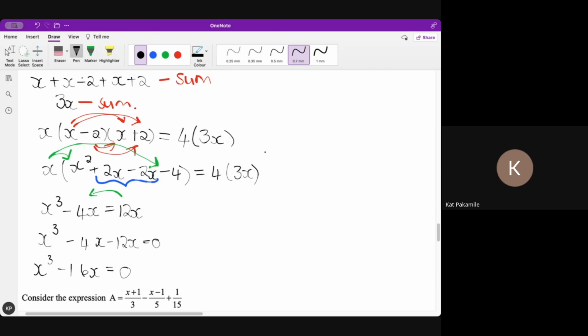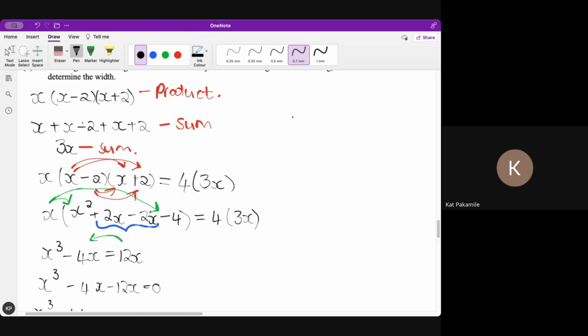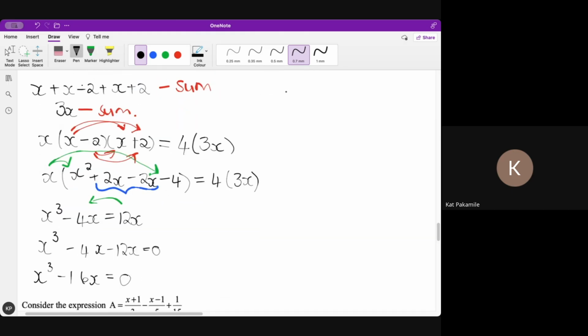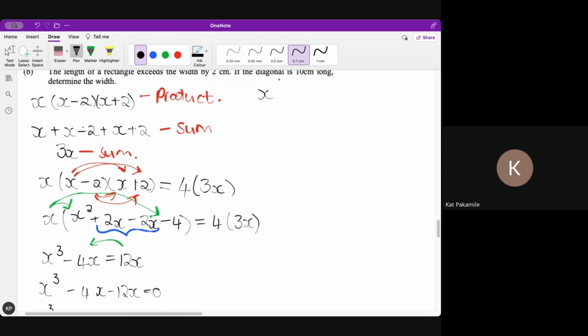Oh, now where do we go? Let's see if anybody can see where we're supposed to go with this. You can? Nope. You can't cube root. This is one of the questions where you're doing both expansion and factorization. The only way you're going to solve this is to do what? Is to take out an x. Do you see that? Because then you'll have an x. And what's left will be x squared minus 16 equals 0.